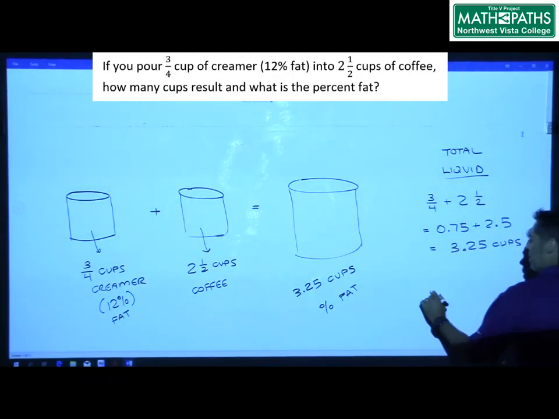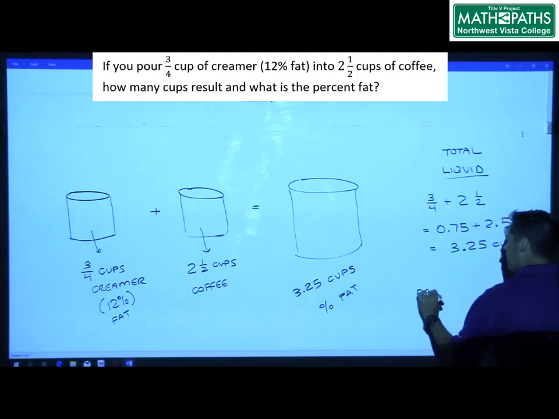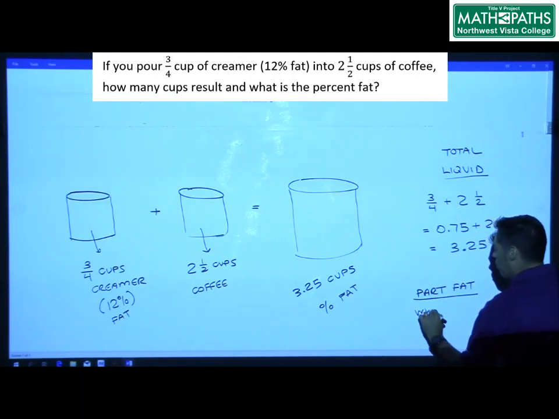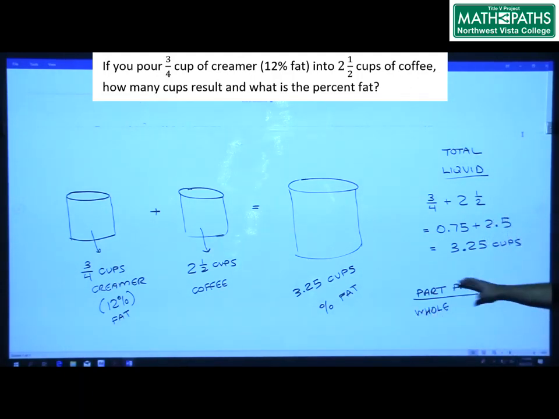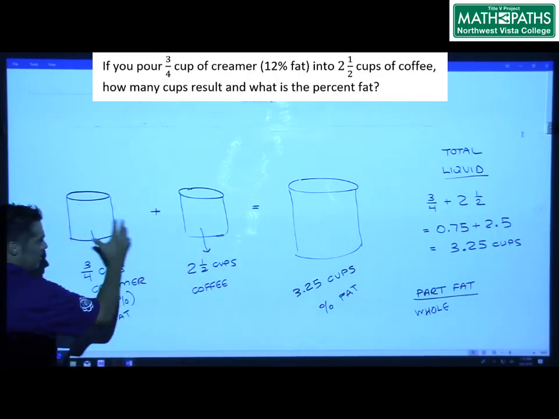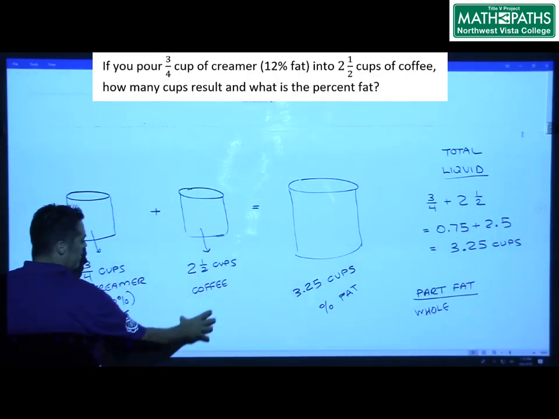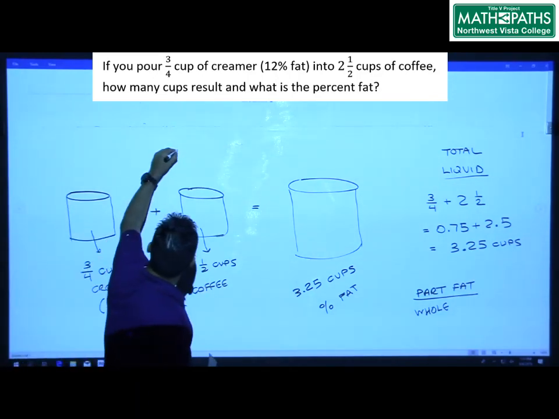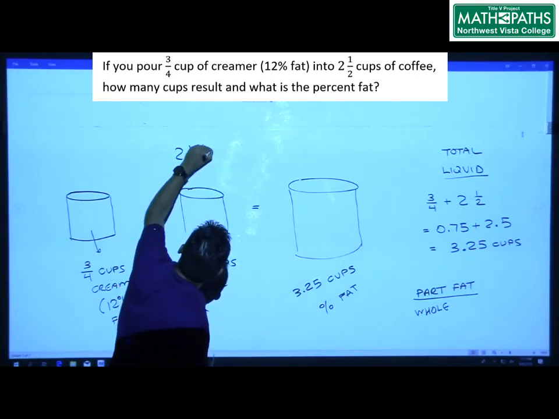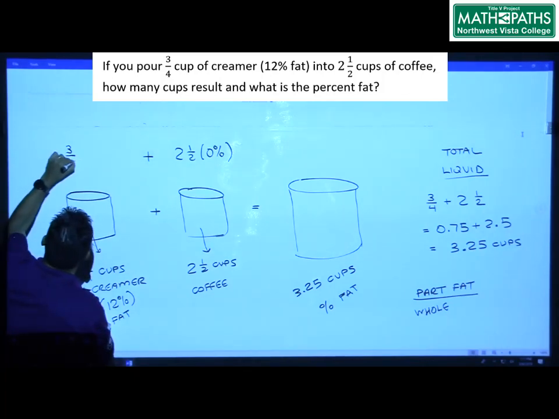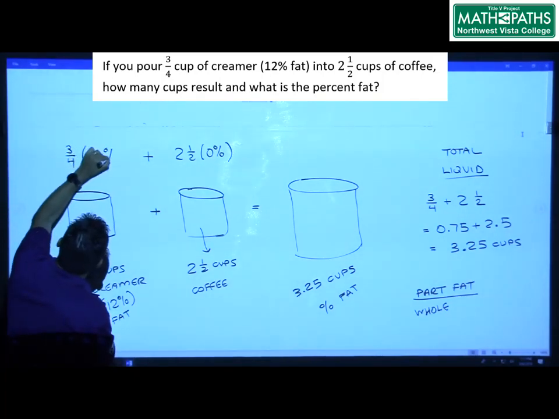What we need to do is take the part of this that is the fat and divide that by the whole, the entire amount of liquid we have. So this is the part we still need to figure out. What part of this mixture is fat? So I'm going to come back over here and look at these two individually. First of all, for this one, we have no fat in the coffee. So we are going to say we have 2.5 cups at 0% fat. We're adding that to the 3/4 cups of the creamer that is 12% fat.